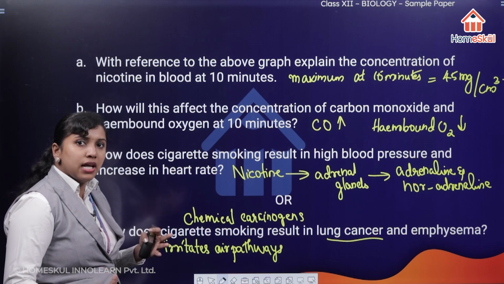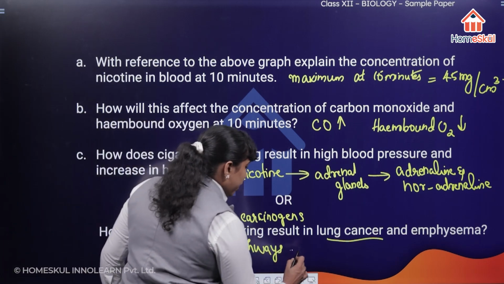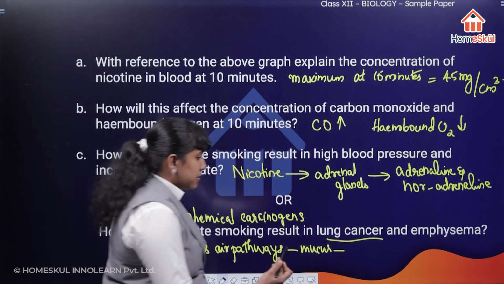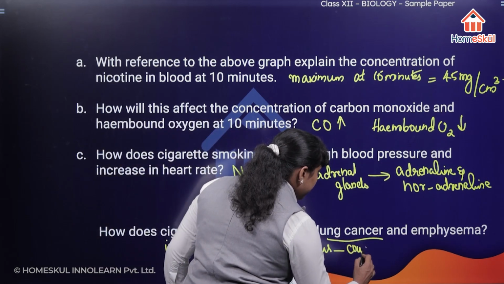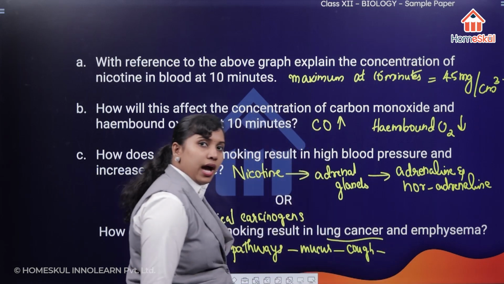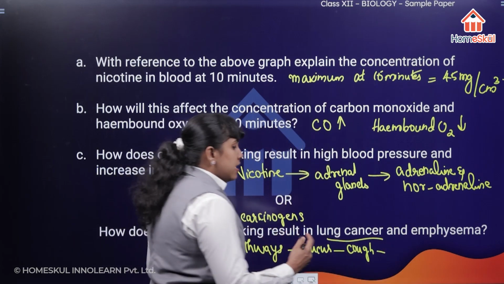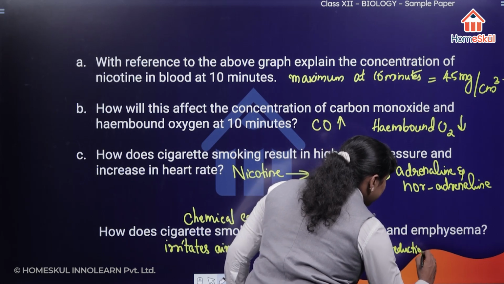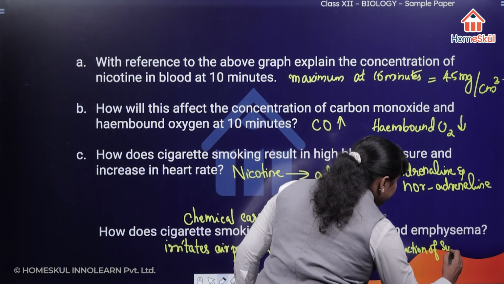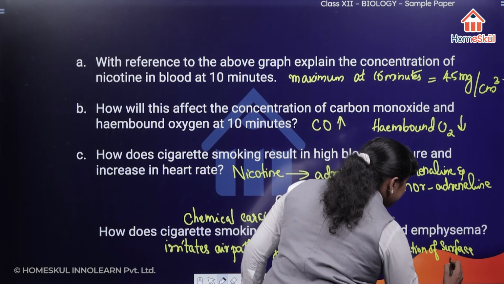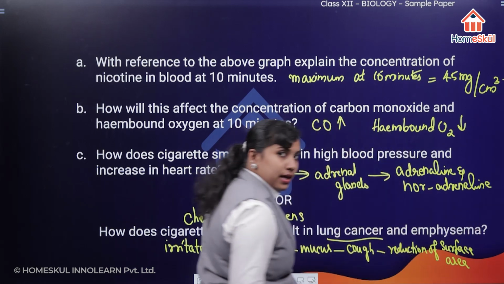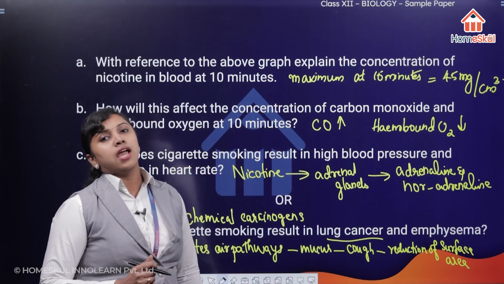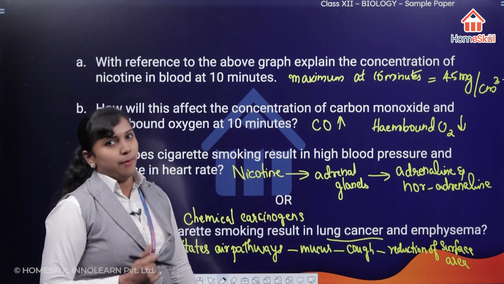And what happens there? Mucus secretion increases, accumulation of mucus increases. It results in cough. Then what happens? It results in the reduction of surface area where air exchange takes place. The elasticity will be lost, and finally it results in emphysema and difficulty in breathing.